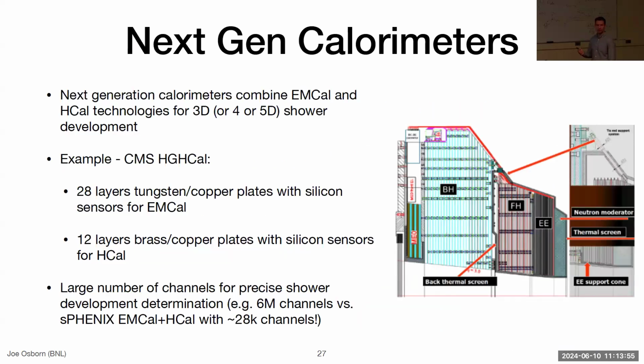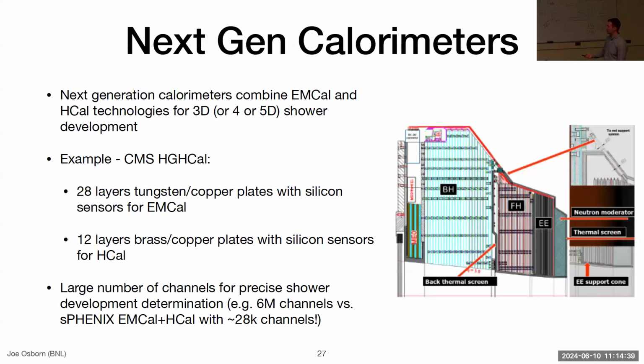Okay, so I'd like to mention one more thing about calorimeters, and that's next generation calorimeters. Next generation calorimeters combine the EMCal and HCal technologies for 3D or even 4 or 5D shower development. So this would be measuring energy, time, and position of the full shower development. For example, at CMS, they're building this high granularity HCal, doing lots of R&D on this for the high luminosity LHC, where they will be swamped with backgrounds. So having some timing information is extremely important so that they can identify if a particular shower was in time with a physics collision or out of time, maybe due to some background or something like this.